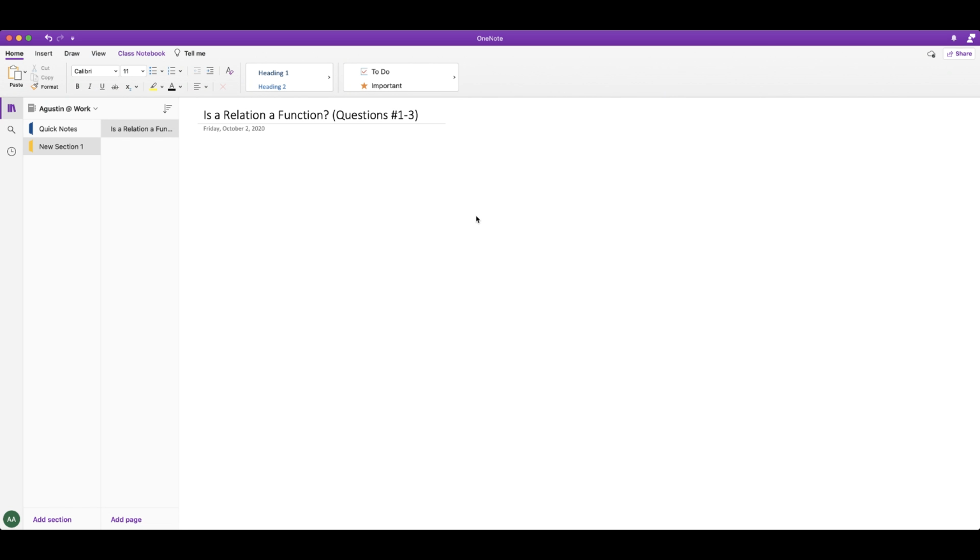Okay, so the first couple of questions are on whether a relation is a function. Now, from class, you will remember that we talked about a relation as just some way to relate one number to another, or a name to a number, something to something else, really. It could be anything to anything.